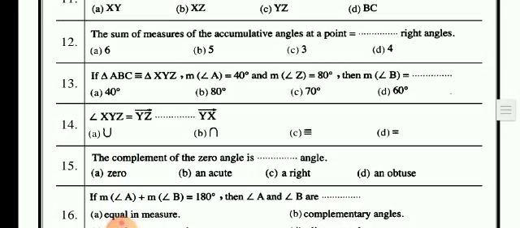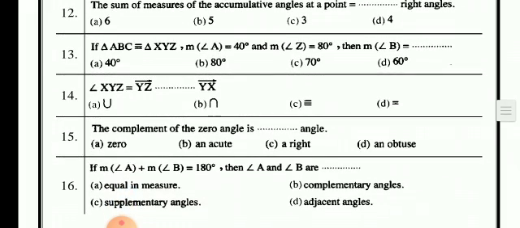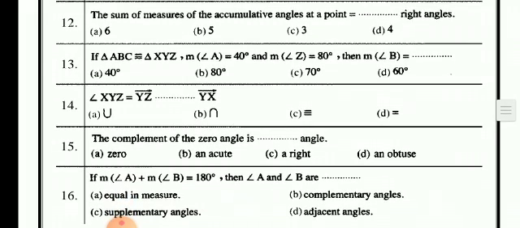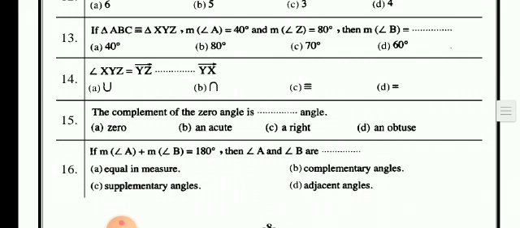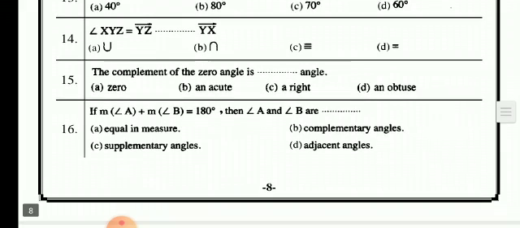The sum of the measures of accumulative angles at a point equals 360. How many right angles in 360? Excellent, 4 right angles. If triangle ABC is congruent to triangle XYZ, the measure of angle A equals 40, the measure of angle Z equals 80, the measure of angle B equals 180 minus (40 plus 80) equals 60.